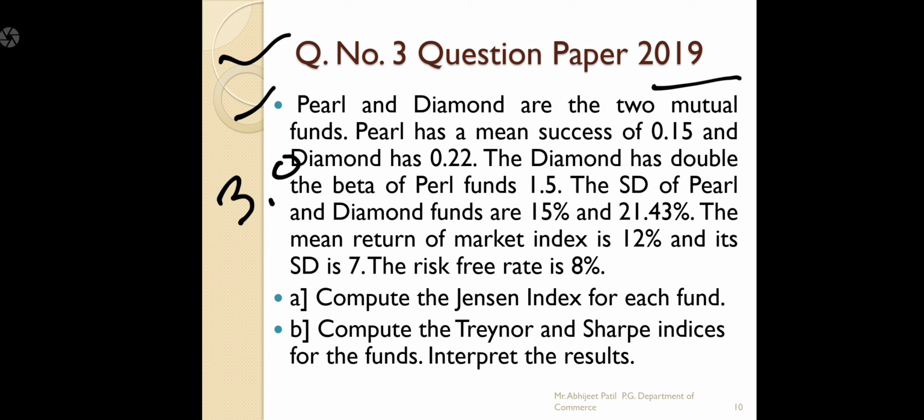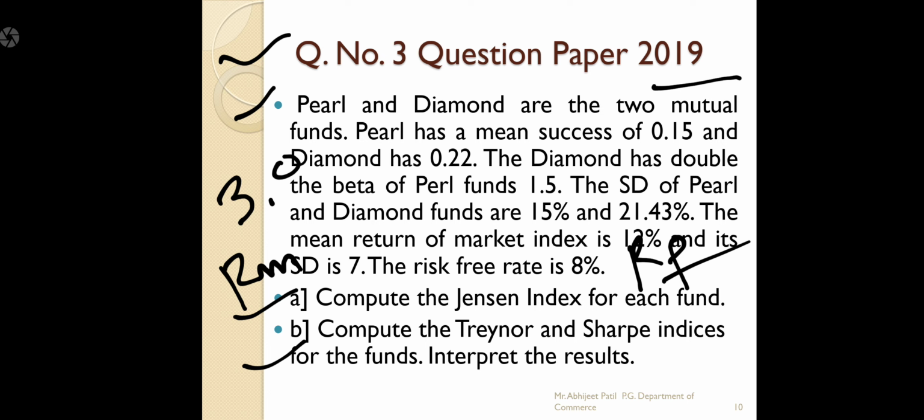The standard deviations of the Pearl and Diamond funds are 15% and 21.43%. The mean return of the market index is 12%, which is your RM value. The standard deviation of the market is 7. The risk-free rate is given as 8%. Now the question asks: compute the Jensen's index of each fund, and compute the Treynor and Sharpe indices.